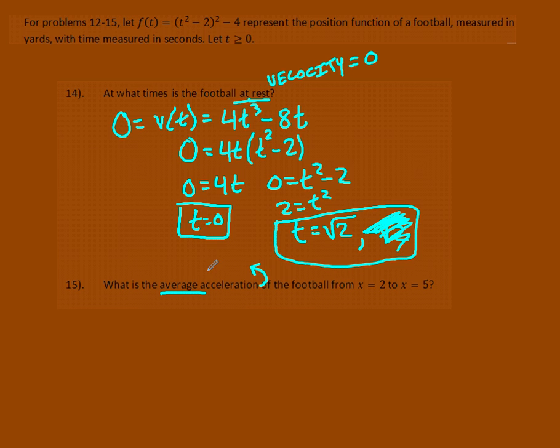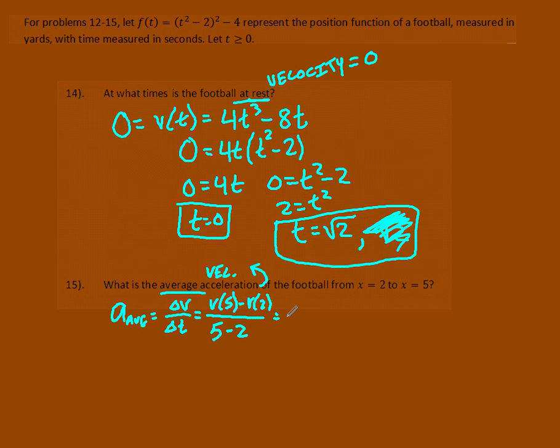So what I mean by that is velocity is one above acceleration, because when I take the derivative of velocity, I get acceleration. So if I want average acceleration, I'm looking at the change in velocity over the change in time. My change in time should be easy to see here, from 5 to 2, and then it's velocity, so I want v of 5 and v of 2.